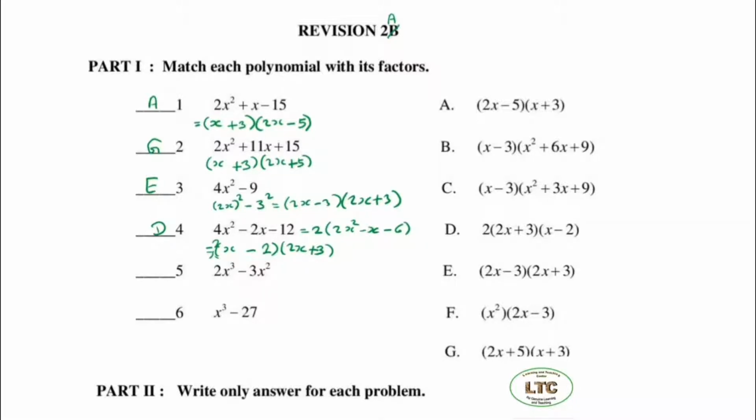And here, binomial, common factor out. x squared out, 2x minus 3. That's all. So F. x power 3 minus 27. This is cube minus cube type. Put in the format: x power 3 minus 27 is 3 power 3. By formula, x minus 3 times x squared plus 3x plus 3 squared, 9. Where is this? C. So it is done. Part 1 is done.